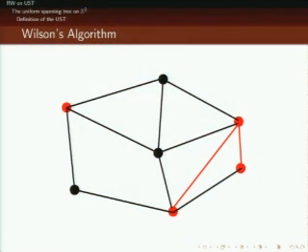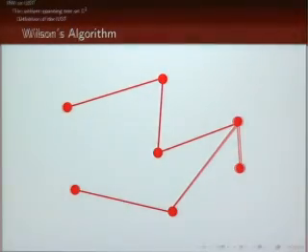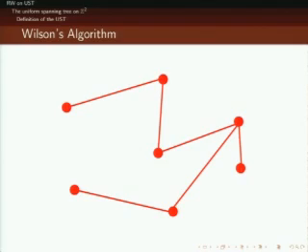Again, we run a loop erase random walk until we hit the tree that we've already constructed. Finally, we're left with the last one. We pick it. We run a loop erase random walk. We get something like that. This, of course, gives us a spanning tree. And you can show that all spanning trees are equally likely. So we get the distribution of the uniform spanning tree.